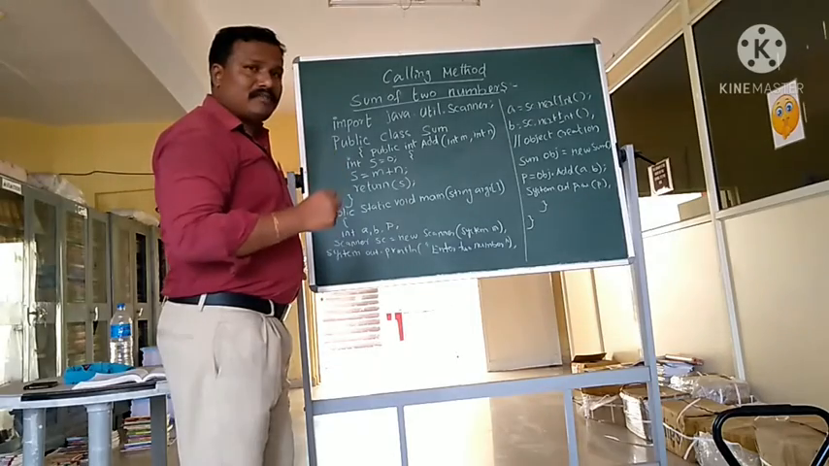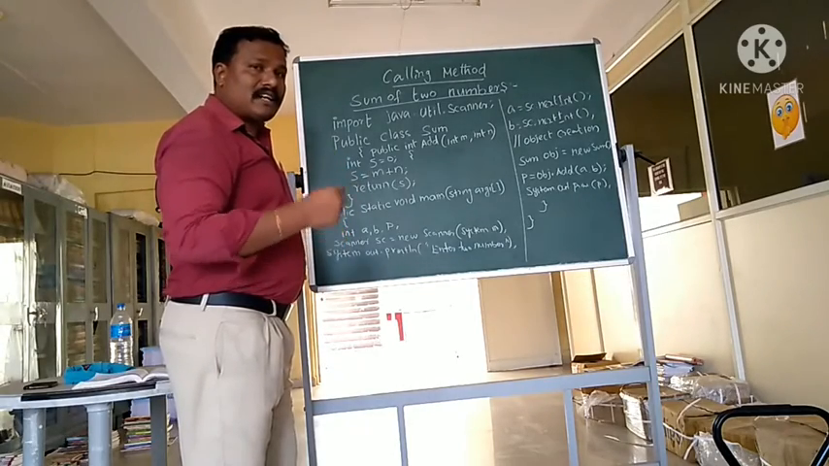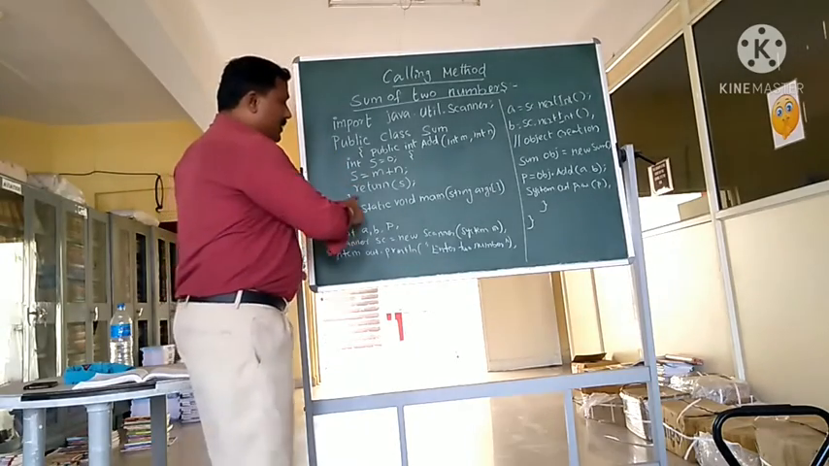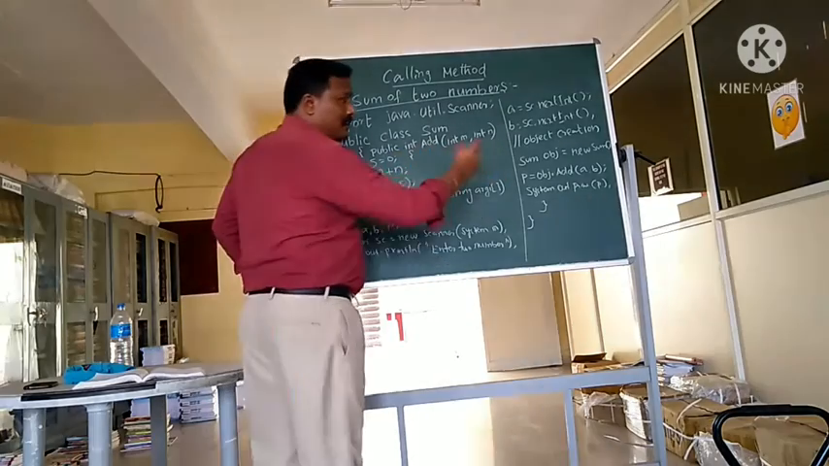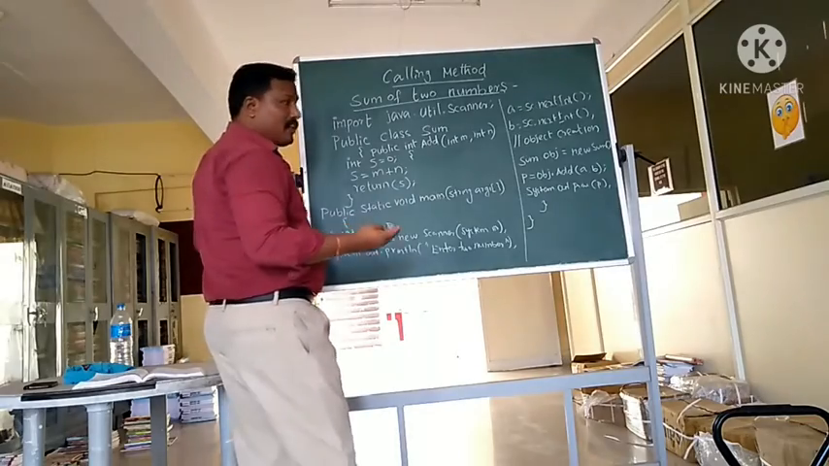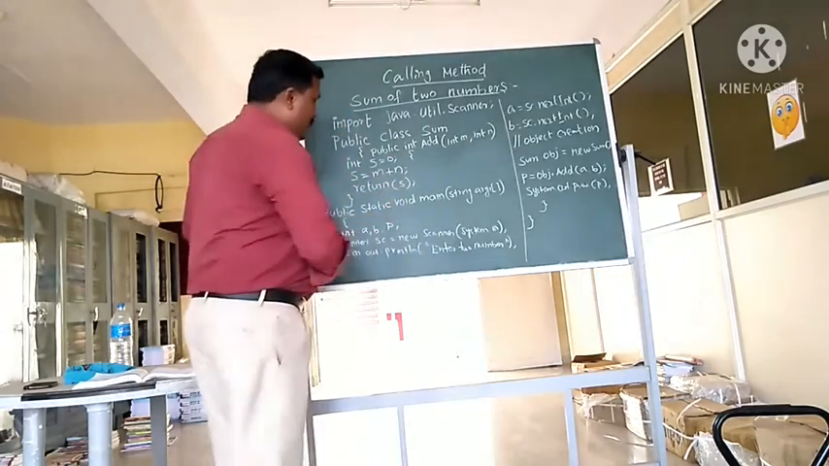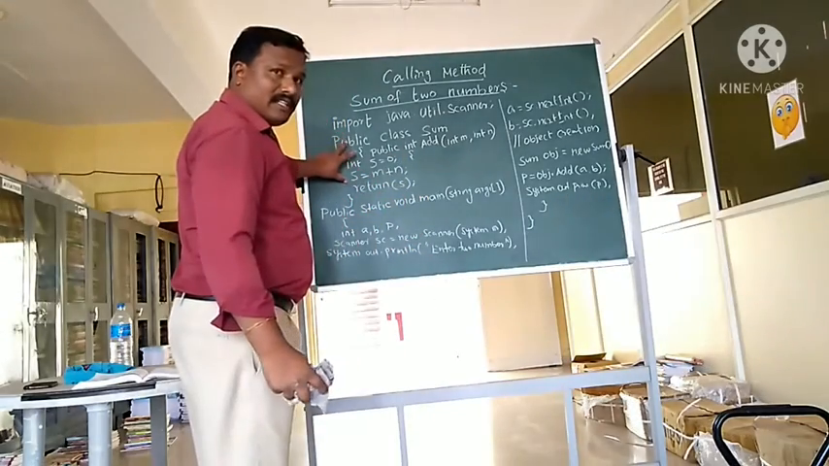So it's a 2 mark question: define the return keyword or return statement. The return statement is used to send back the value to the caller. It means it's a caller. How we can say it's a caller method, I will tell you step by step. Then the method is over, this much only.